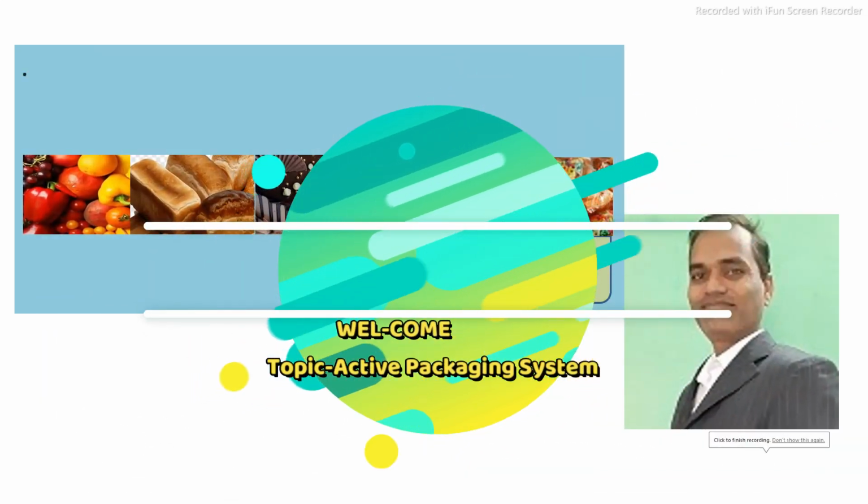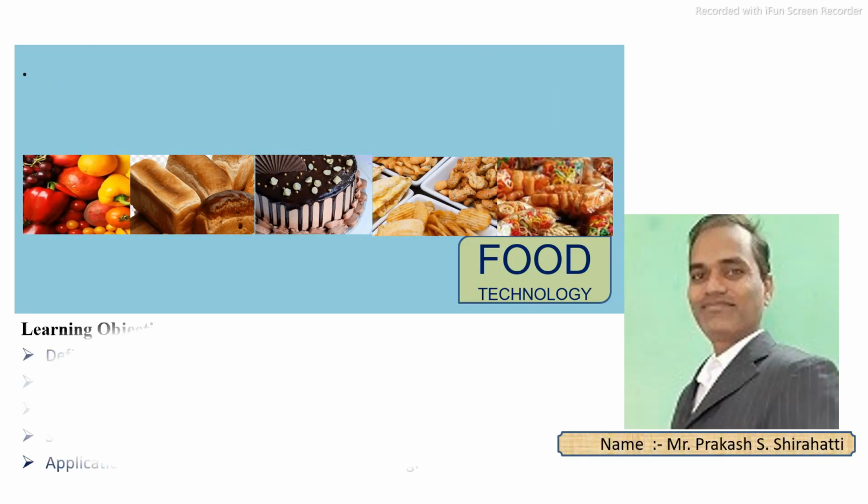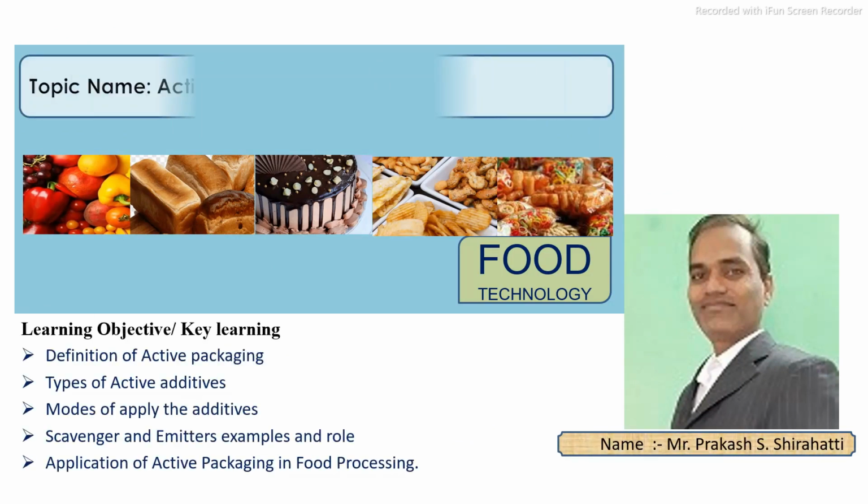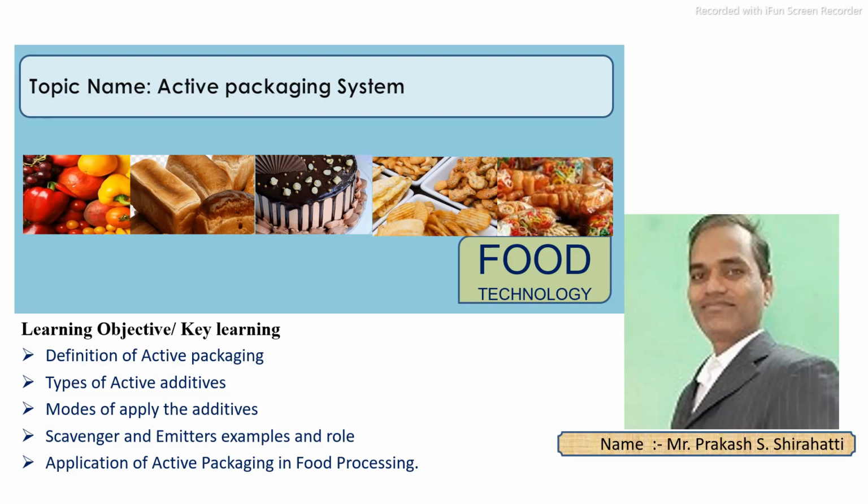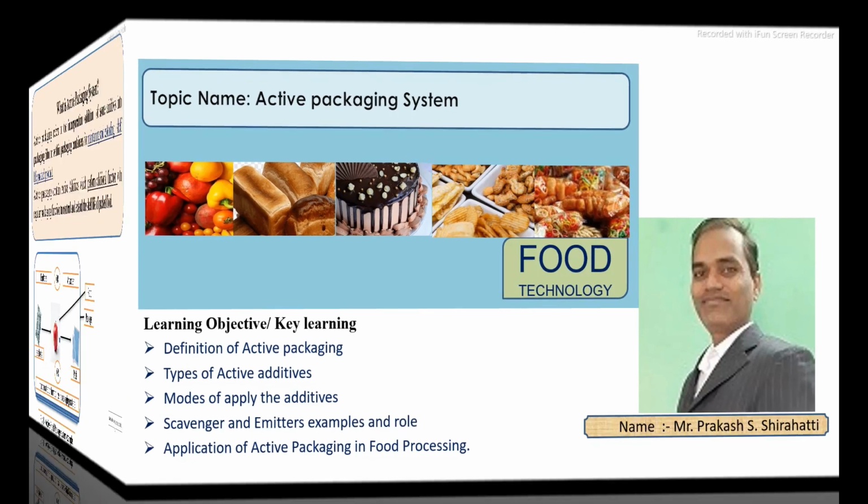Today we are discussing a very interesting topic, the active food packaging system. In this topic, you will learn what is meant by an active packaging system, the different types of additives used in it, the mode of applying these additives, specific examples of the scavengers and emitters used in this system, and a specific application in food processing, which is a very interesting topic in food packaging technology. Let's start one by one.